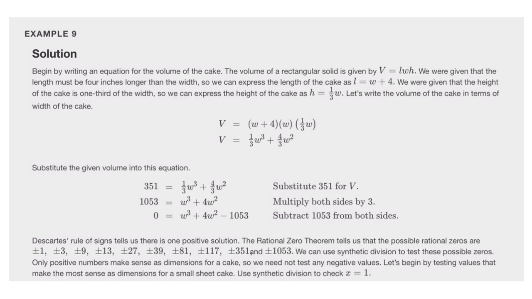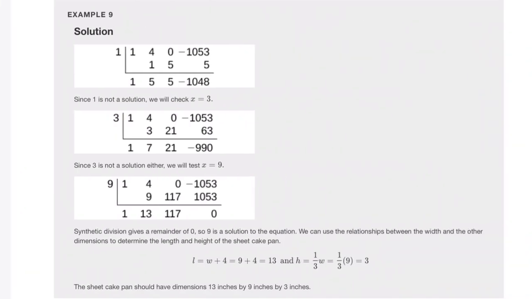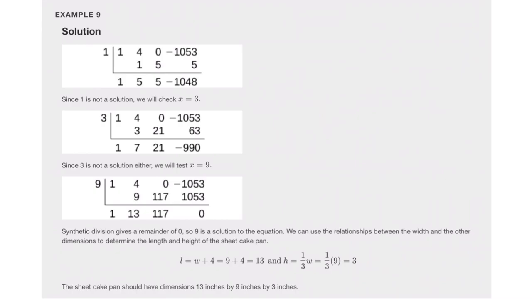Use synthetic division to check x equals 1. So when they got 1, they didn't get a 0. 3, they didn't get a 0. And then when they hit 9. Now, again, I just glanced at the graph. We got lucky that the 0 was less than 10. If it were not less than 10, I would need to zoom out to get a better view of the graph. But once we found that 0 and we confirmed that it was indeed a 0, then that was our result. So they essentially did the same thing. They did a little bit different, but yeah.